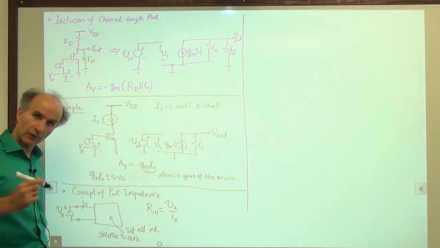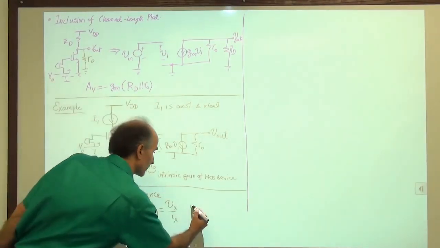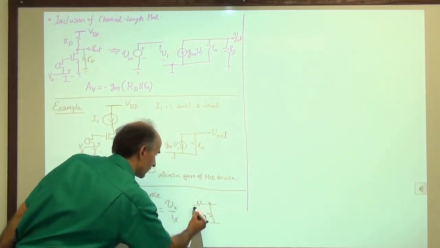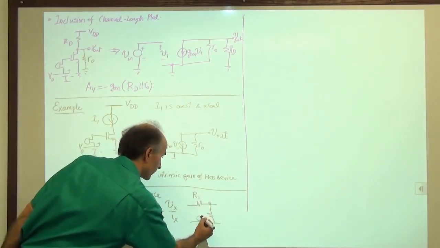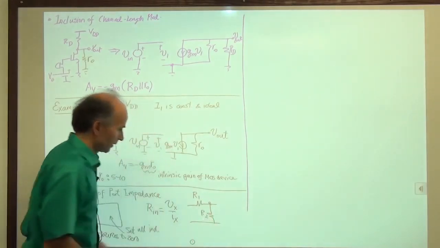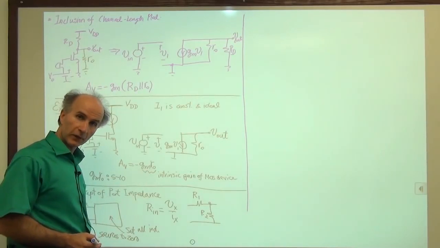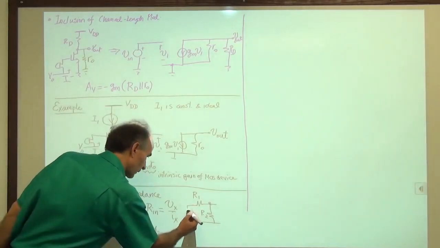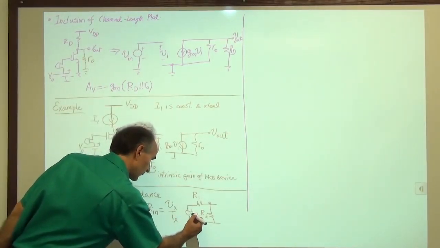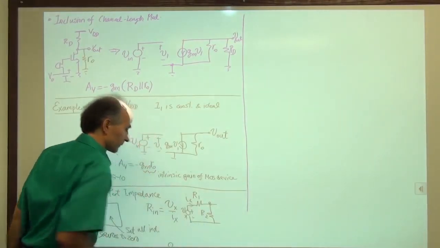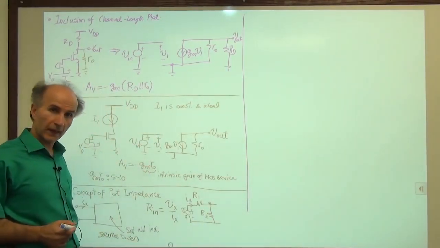Okay, so let me give you an example. Here's a simple voltage divider that we have seen in basic circuit theory. This is the input port, right? So what is the input impedance of this circuit? No problem, we apply a voltage source here, Vx, and measure this current, Ix. So how much is that?